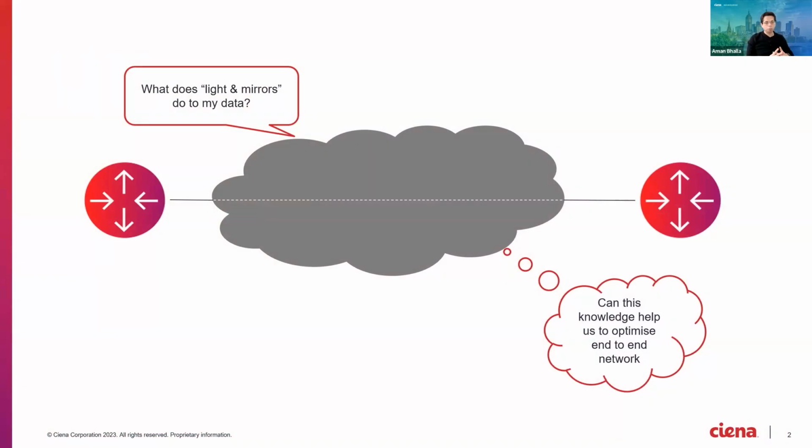So first and foremost, when I was having a chat with some of my customers about this upcoming discussion, the feedback I got from them is that some of the people on the other side of the technology usually think, okay, what does light and mirrors do to my data? And if I can understand what happens to my information which traverses through this cloud, can I use that information better to optimize my end-to-end network? So in today's part 1, we are trying to demystify what happens in this cloud. And as we progress further towards the end, I will show what we'll talk about in part 2 of the series.